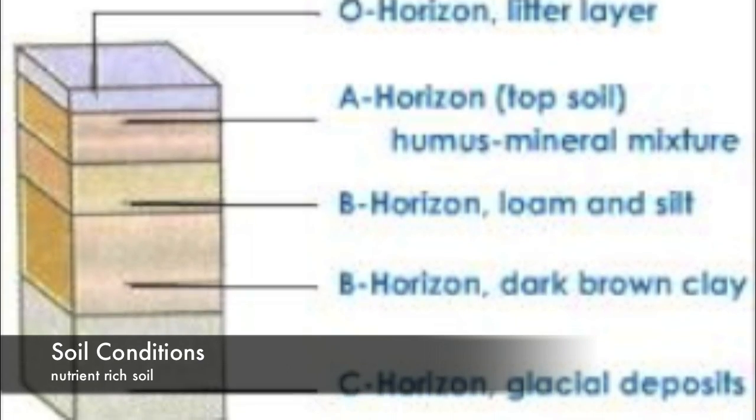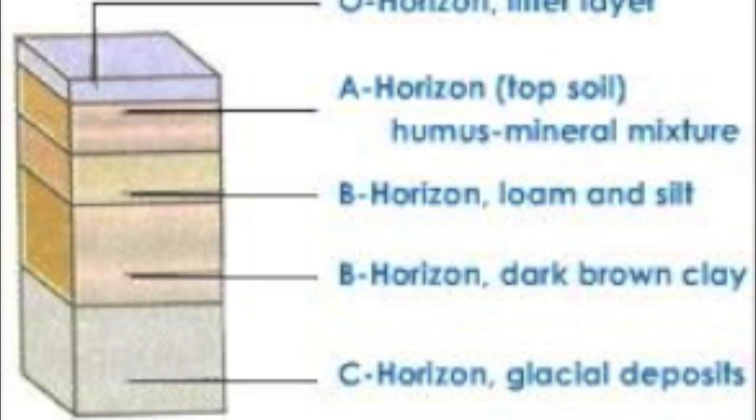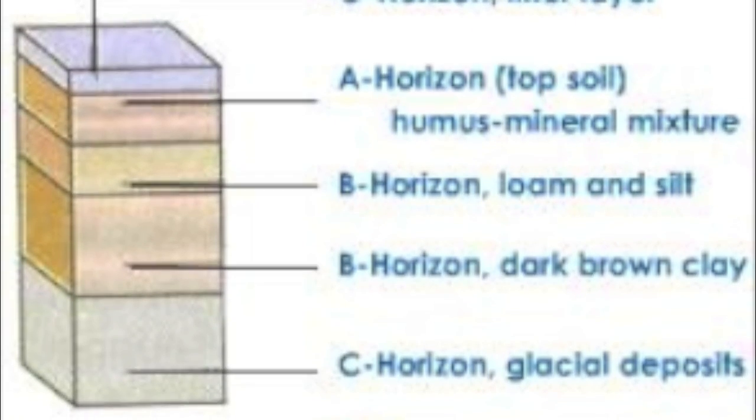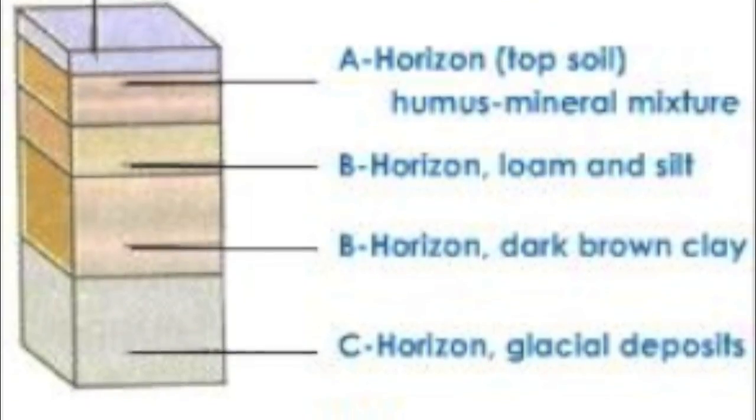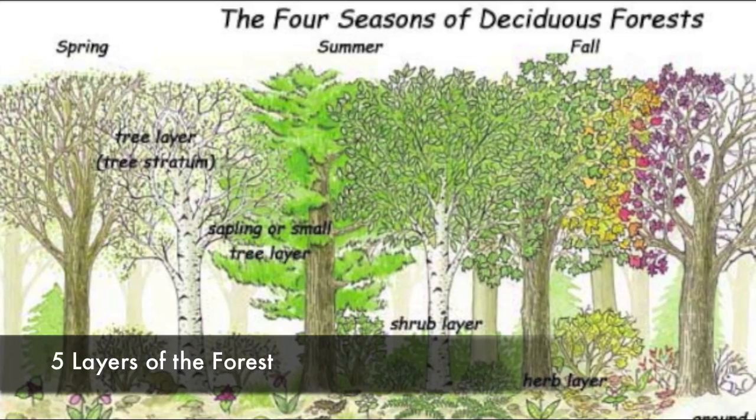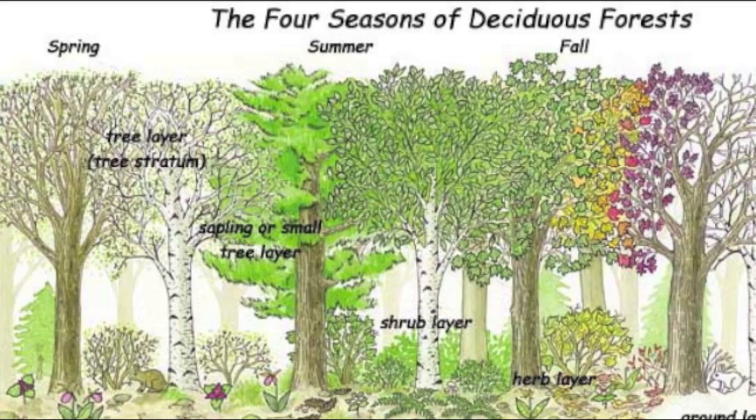There are 5 layers to the soil in the forests. All of the soil is generally very nutrient-rich because of the dead and decaying leaves and twigs. There are also 5 layers in the forest itself.